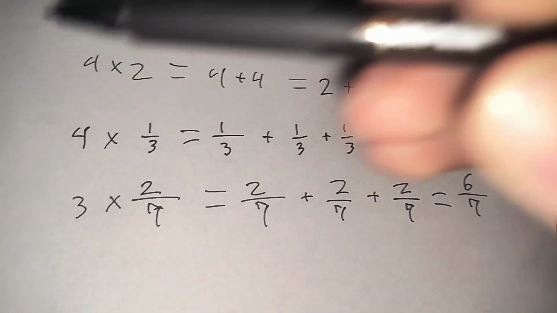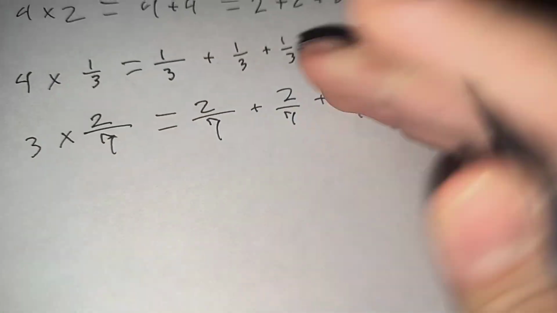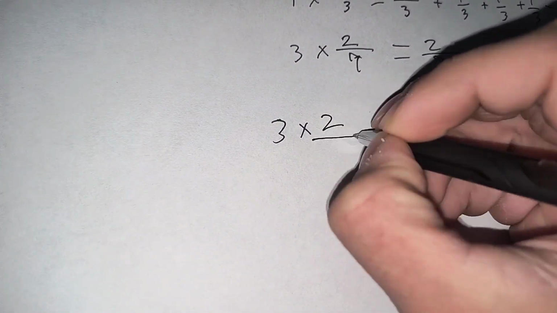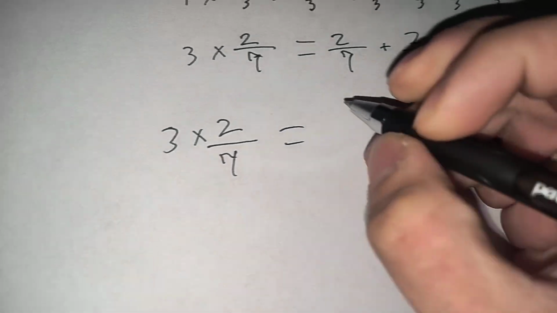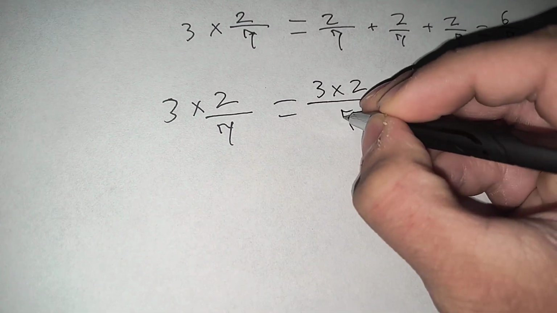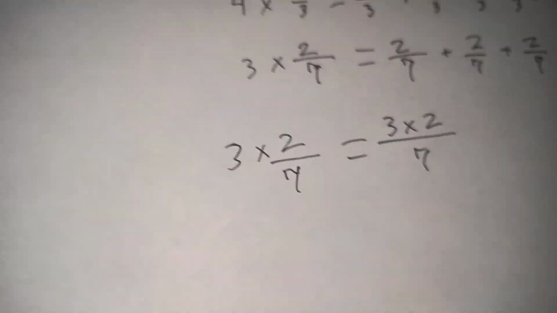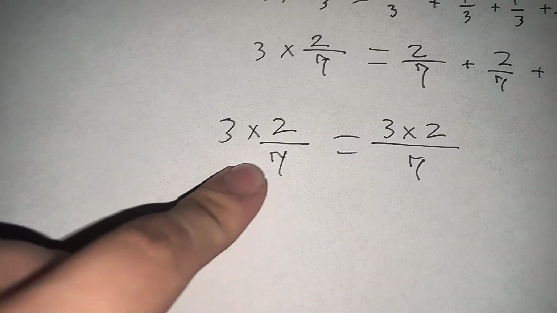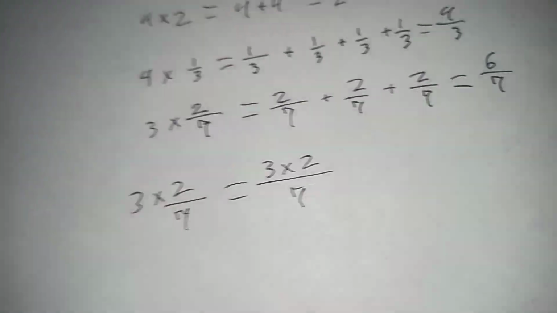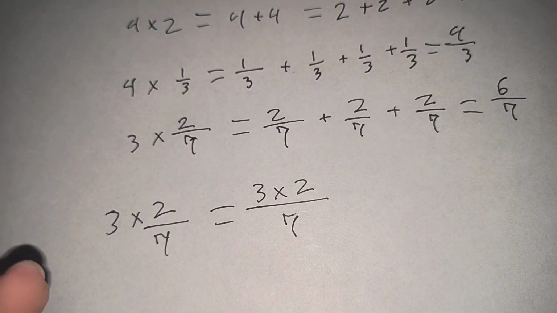And what you'll notice, so this is what I'm trying to get you to notice, is that whenever you multiply a whole number against a fraction, 3 times 2 over 7 is the same thing as saying 3 times 2 over 7. Whenever you're multiplying whole numbers against fractions, you can just multiply the numerator by that whole number, as you can see by this. And that's how you multiply whole numbers against fractions.